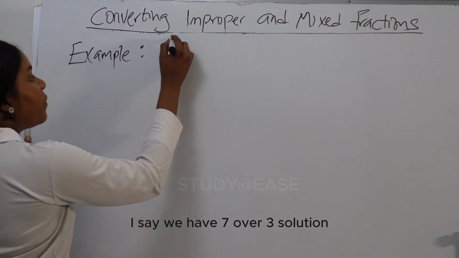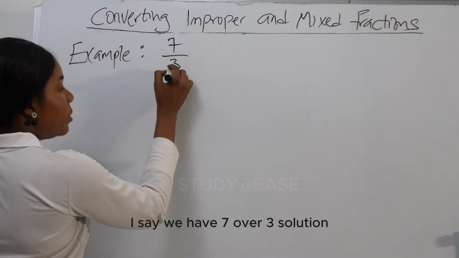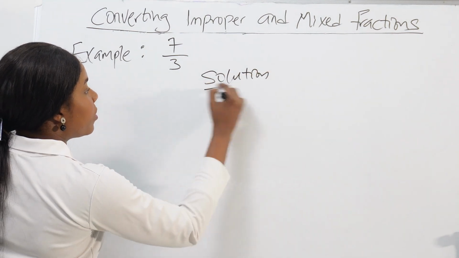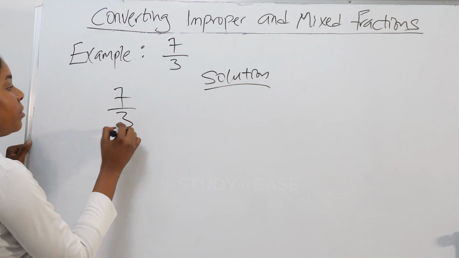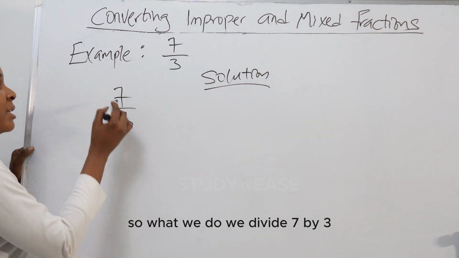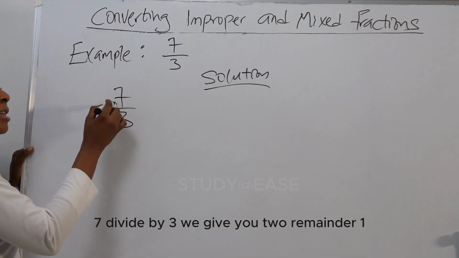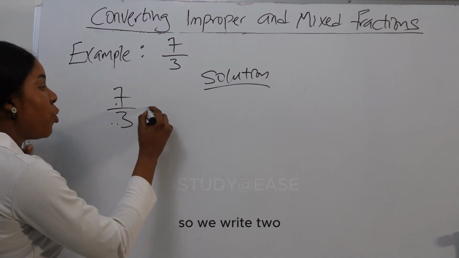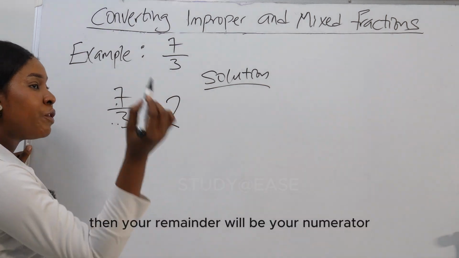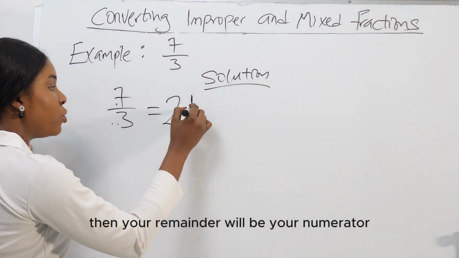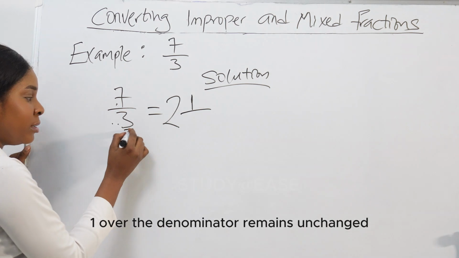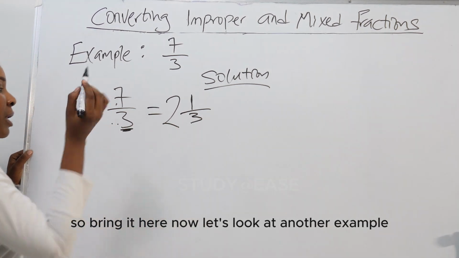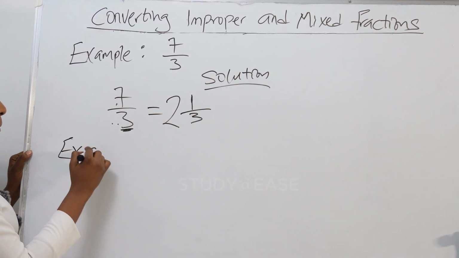Let's say we have 7 over 3. Solution. So what we do, we divide 7 by 3. 7 divided by 3 will give you 2 remainder 1. So we write 2. Then your remainder will be your numerator, 1, over the denominator, which remains unchanged. So bring it here.